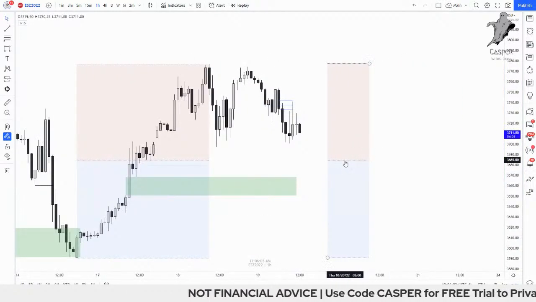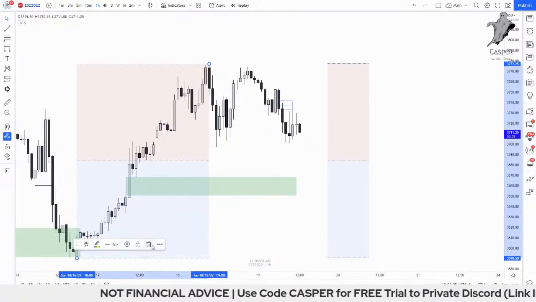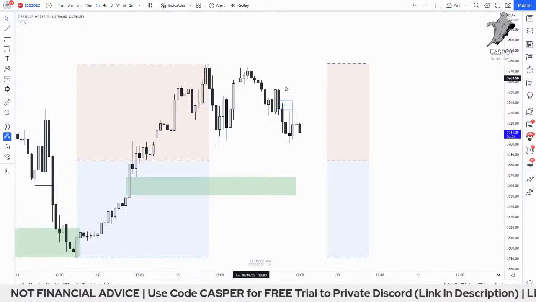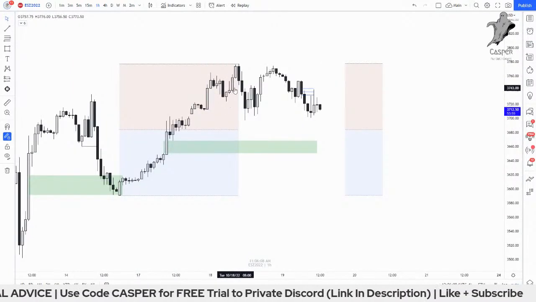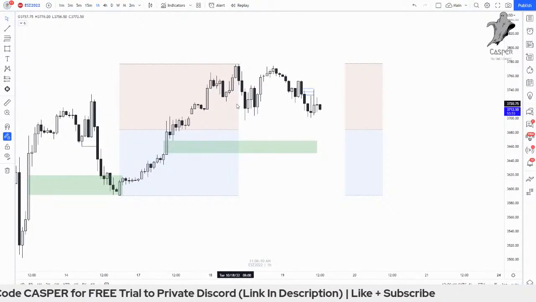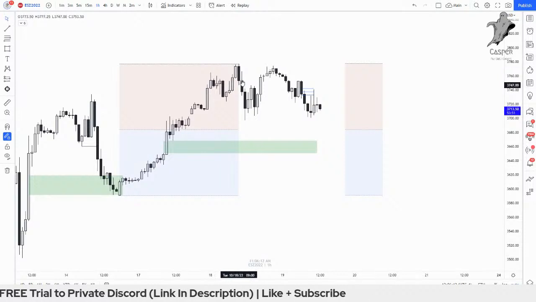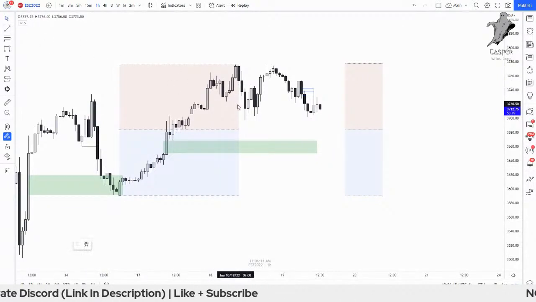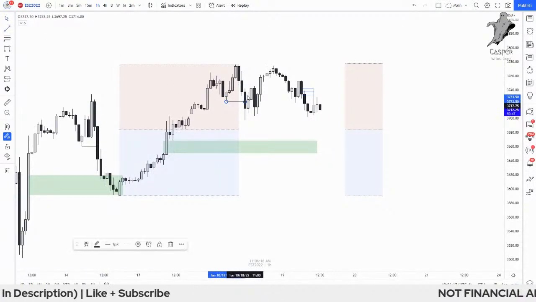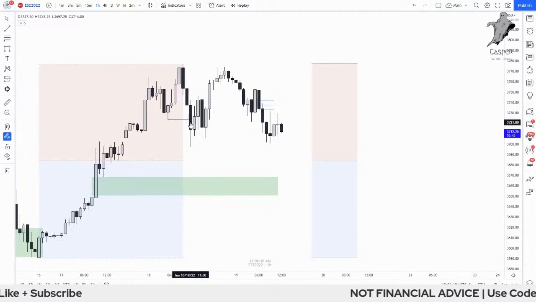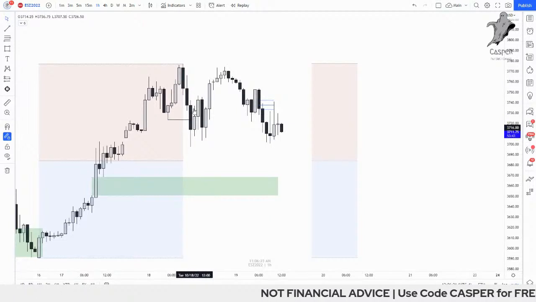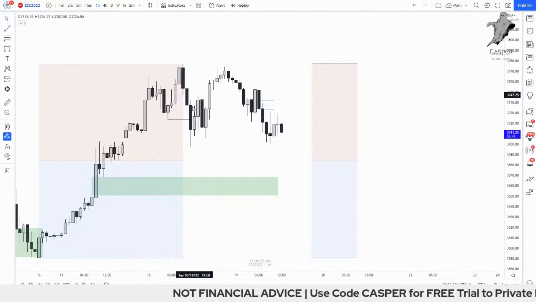I already have this drawn, so this might be unnecessary. Well, I'll leave it like this, maybe a better visual. So whenever we look at this here and we're in this premium pricing, what do we see right here? Now, I won't say this is a little sloppier. See that right there? That shift in market structure. That's telling us that price wants to go down.